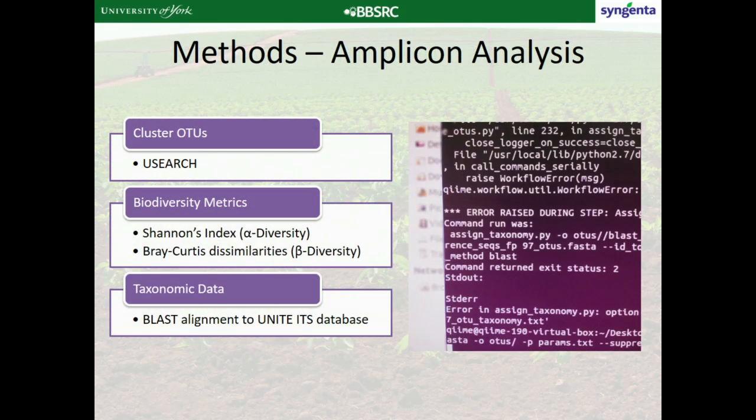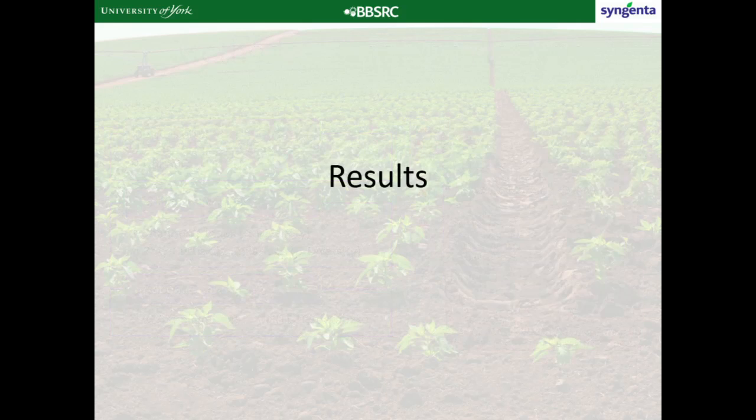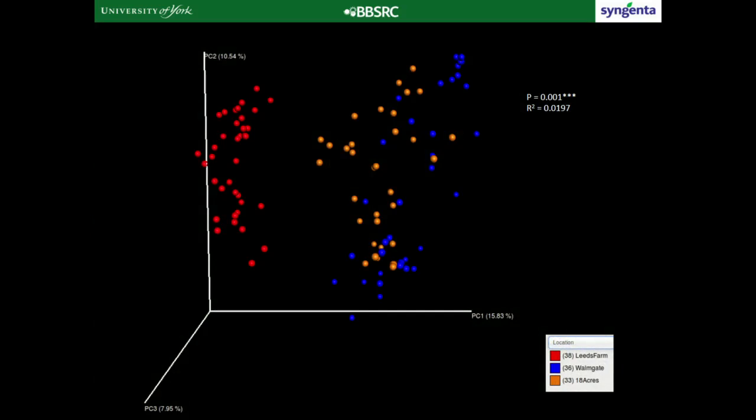I clustered OTUs using usearch, and then once I had my OTUs, I calculated out the Shannon's index, the Bray-Curtis dissimilarities, and to obtain taxonomic data, I used the UNITE fungal ITS database. Here we have some nice error messages I ran into. So here's some of the results which I've got.